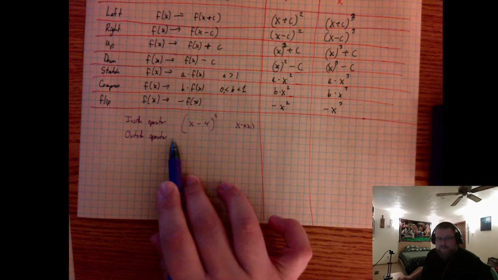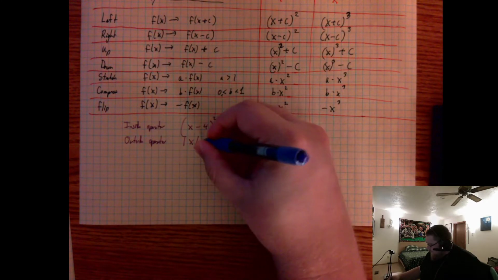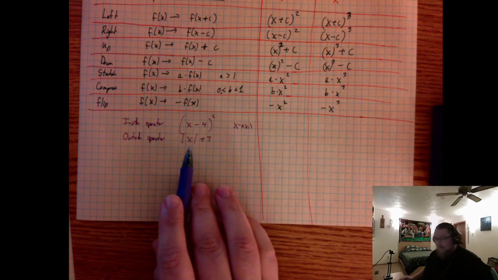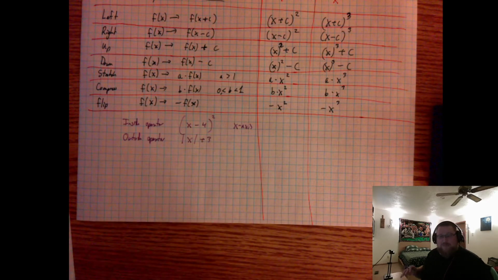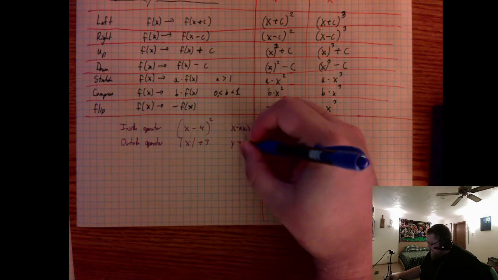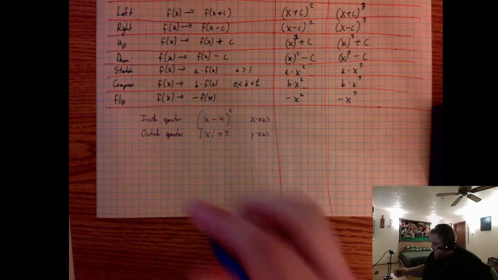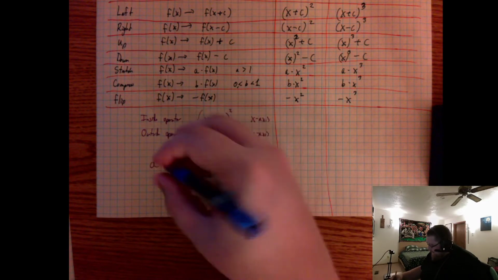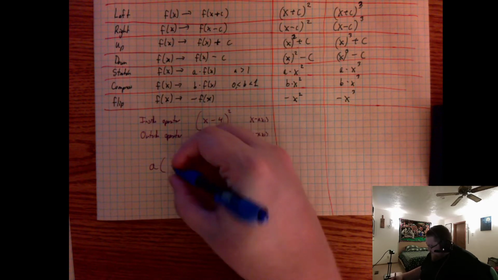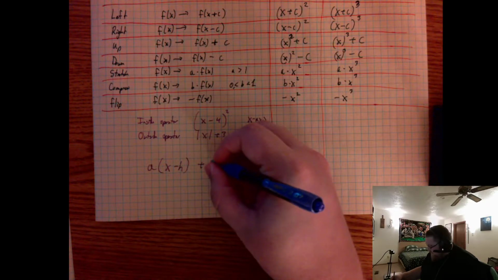Outside the operator, which would be something like the absolute value of x plus 3. In this case, the absolute value is the major operator. Because the 3 is outside the operator, it makes changes primarily to the y-axis. This can be best illustrated using a pretty basic formula. A on the outside, parentheses, x minus h, plus k.